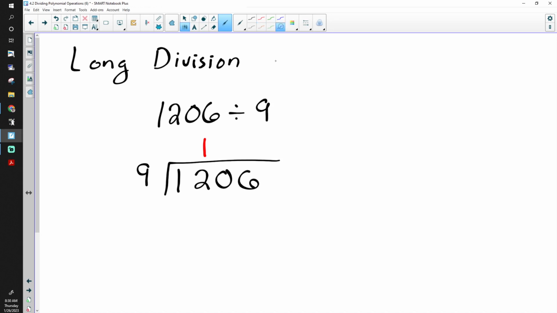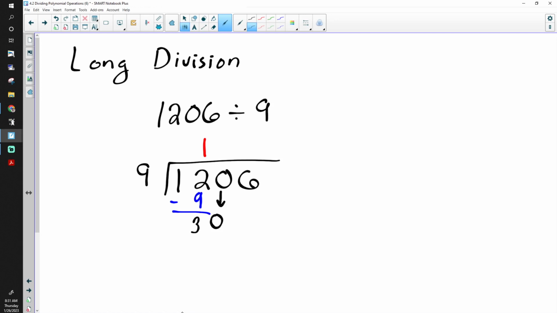So the next thing we always do is we would multiply. 1 times 9 is 9. So you write it under the 12 and then subtract. 12 minus 9 gives us 3. Okay, 9 can't fit into 3, so we need to bring down our next digit, the 0. So now we're trying to figure out what number is going to go above the 0.